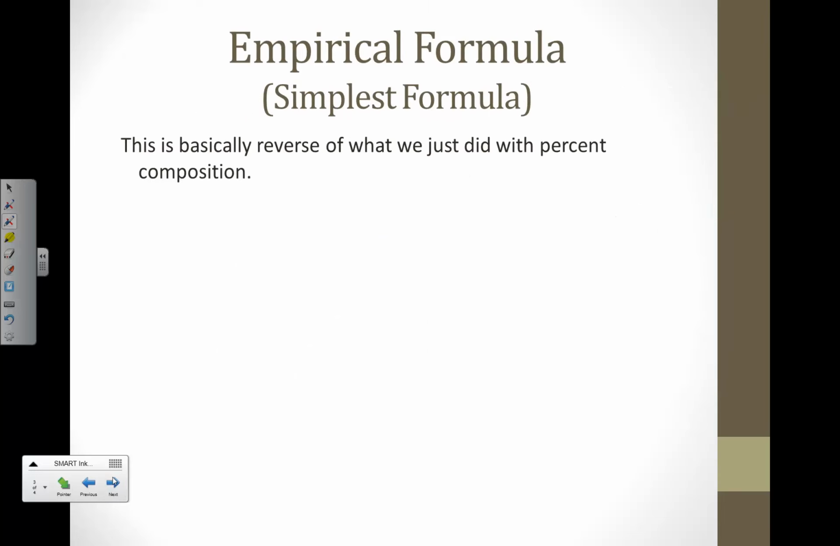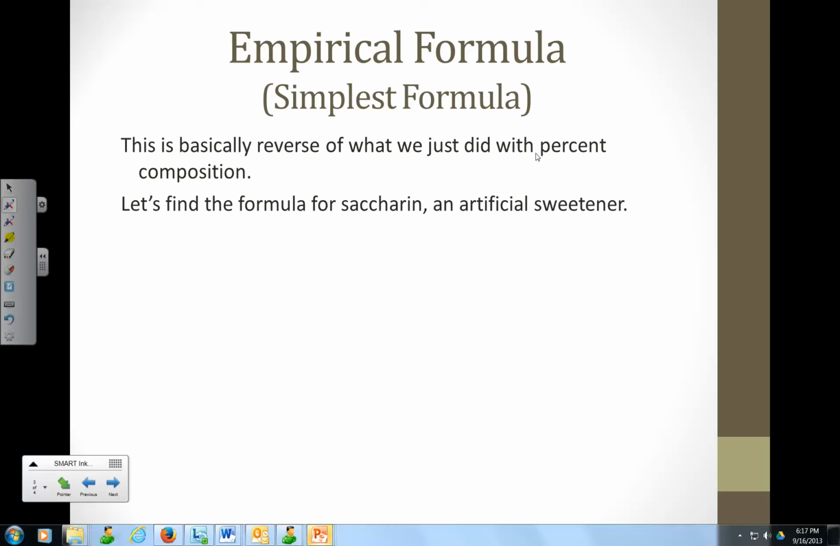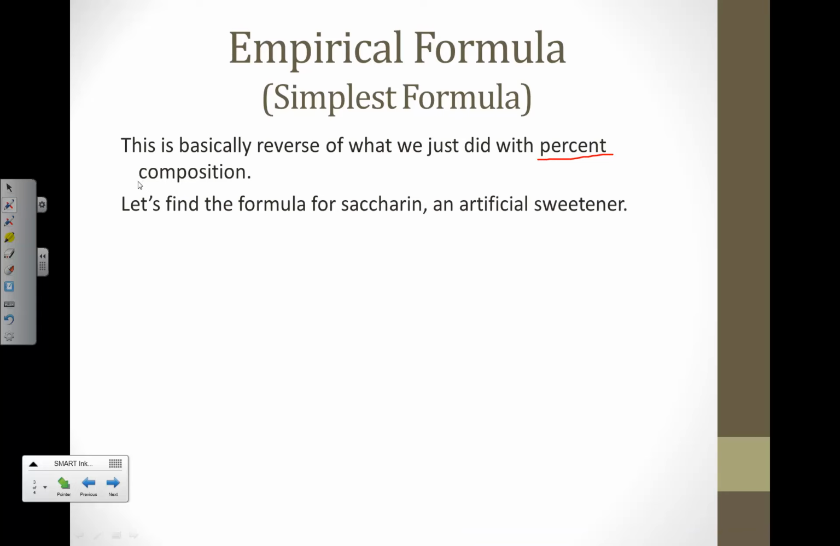Okay, so empirical formulas are basically the reverse of what we do with percent composition. Remember, with percent compositions, we are finding out how much of, let's say just for simplicity's sake, H2O, what percent of that is hydrogen, what percent of that is oxygen.